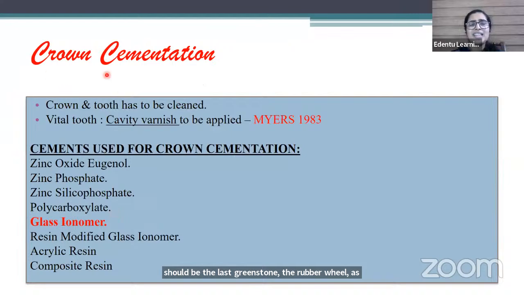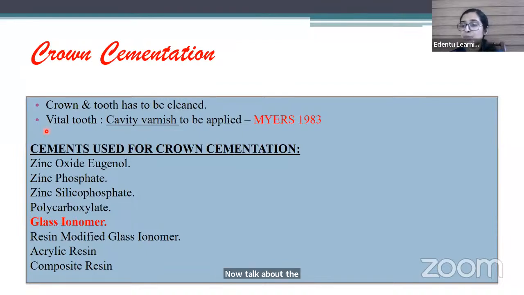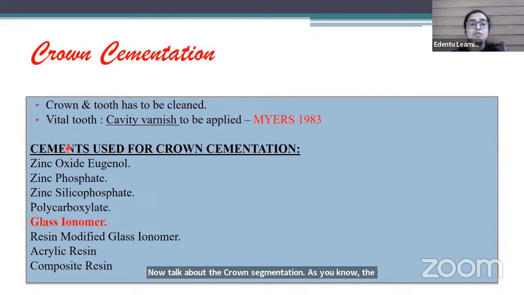Now talking about the crown cementation, as you know, the crown cementation was also a sub question of the question that was asked for you. The cements which we very commonly use for crown cementation are the ones listed here, of which the very common one is the luting type of glass ionomer or the resin modified glass ionomer.